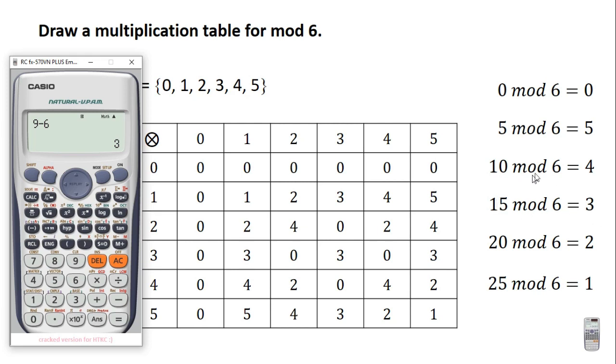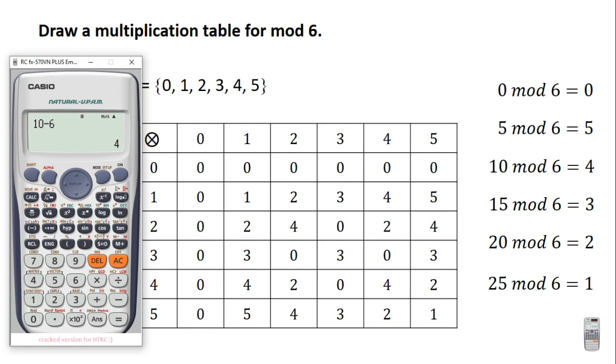Let's try for 10 mod 6. 10 is bigger than the modulus. 10 is the number and 6 is the modulus. And you can see that 10 is bigger than 6. So to find 10 mod 6, if you want to use this trick, all you have to do is to subtract 6 from 10. 10 minus 6 will give us 4. 4 is less than 6, so it means that 10 mod 6 is 4.